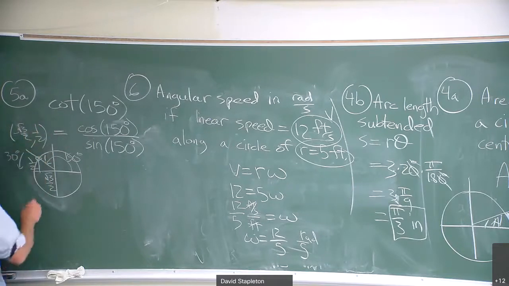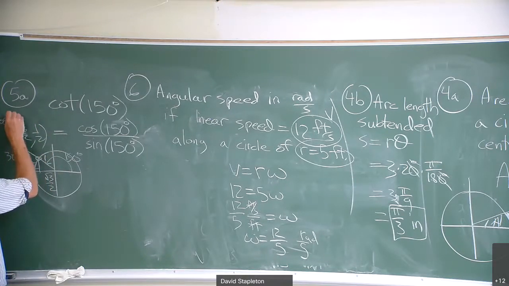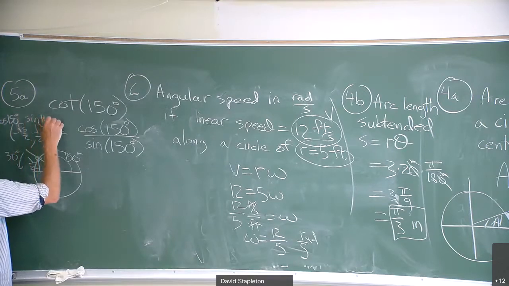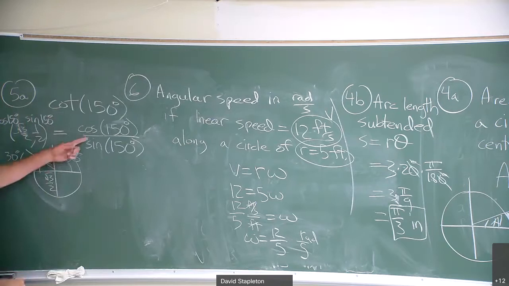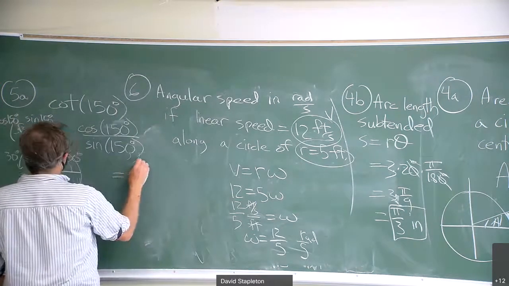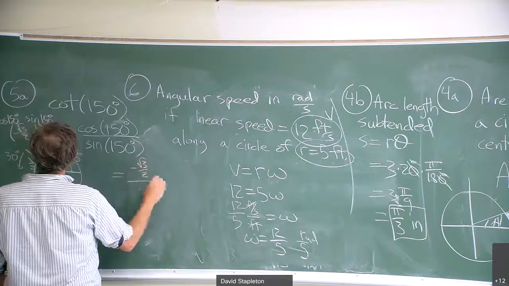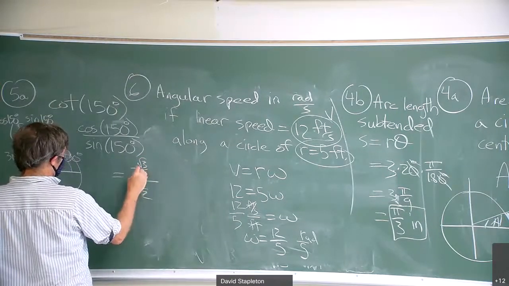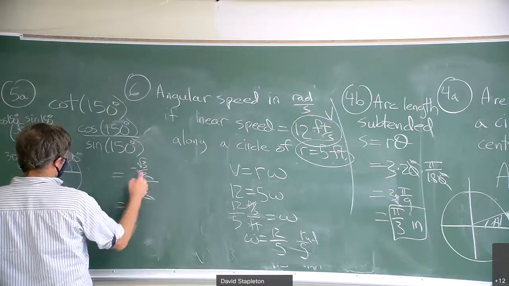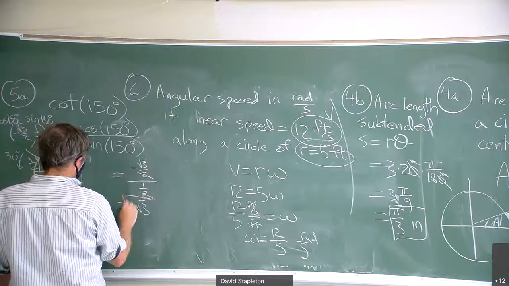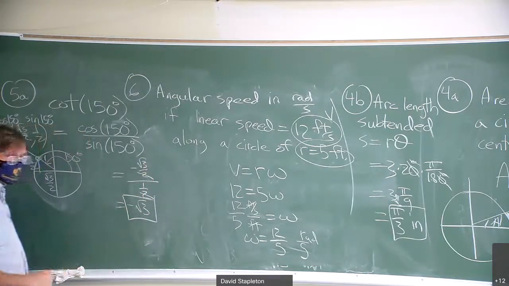That's the cosine and the sine of this angle, right? Cosine first. Have to have the unit circle down for this test. So cosine over sine is just this one over this one. This is equal to minus square root 3 over 2 over 1/2. The 2 in both denominators cancel, and I just get minus square root 3 over 1, or minus square root 3. There exactly is the cotangent of 150 degrees.